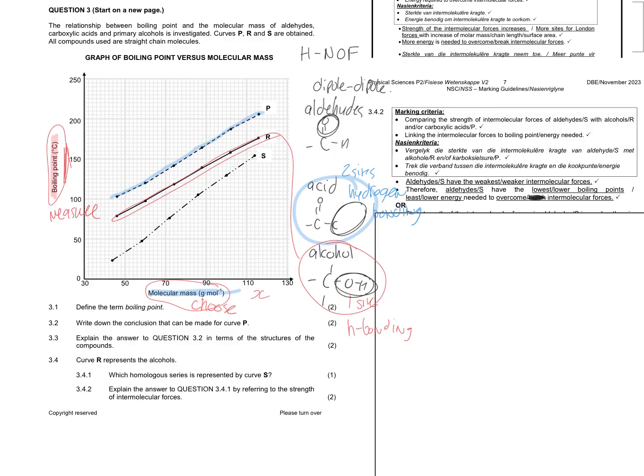So for 3.4.2, why is the bottom graph the aldehydes? It's because the aldehydes, out of these three, have the weakest intermolecular forces, and therefore they have the lowest boiling points, because lower energy is needed to overcome the intermolecular forces, which is why their boiling points are lower.